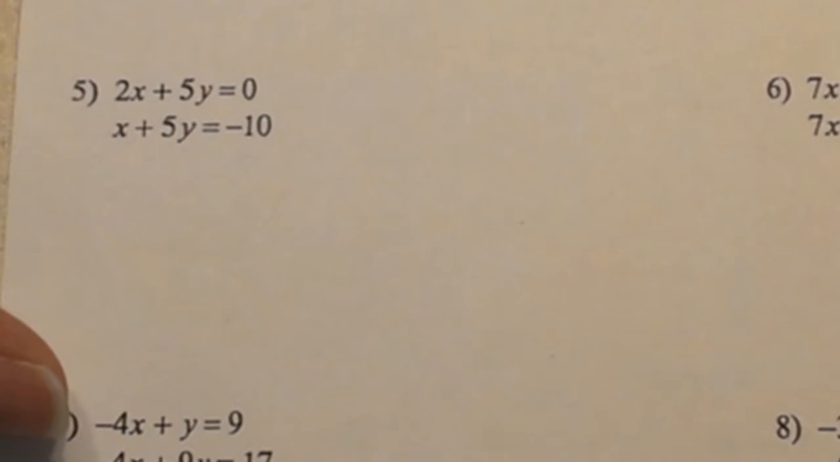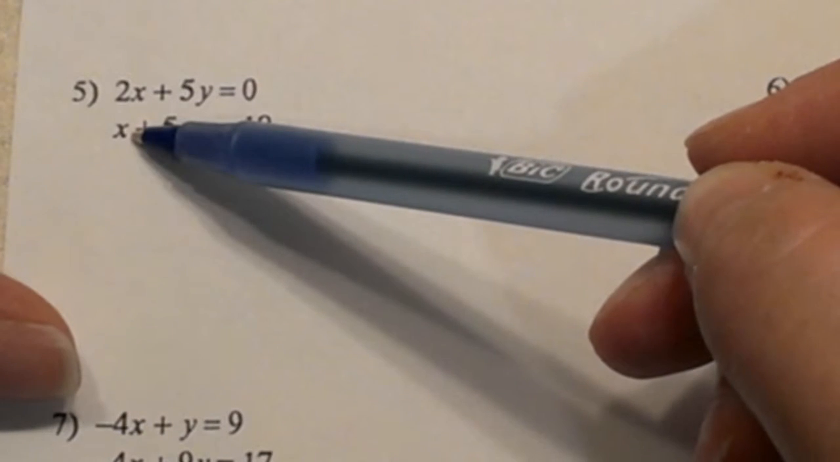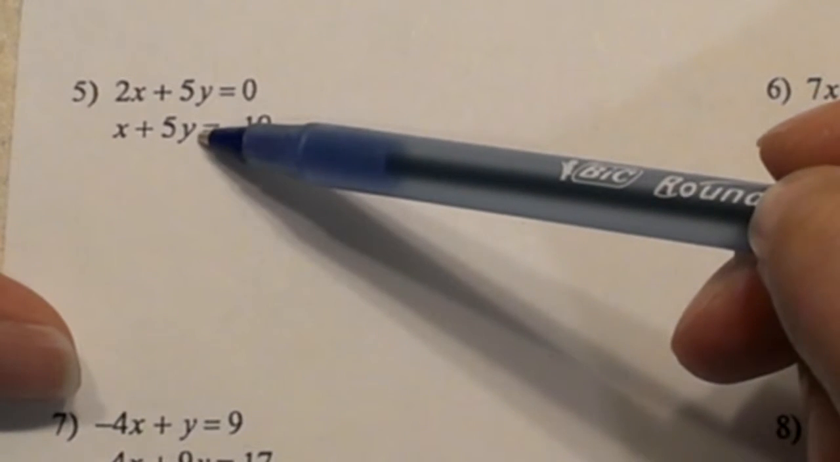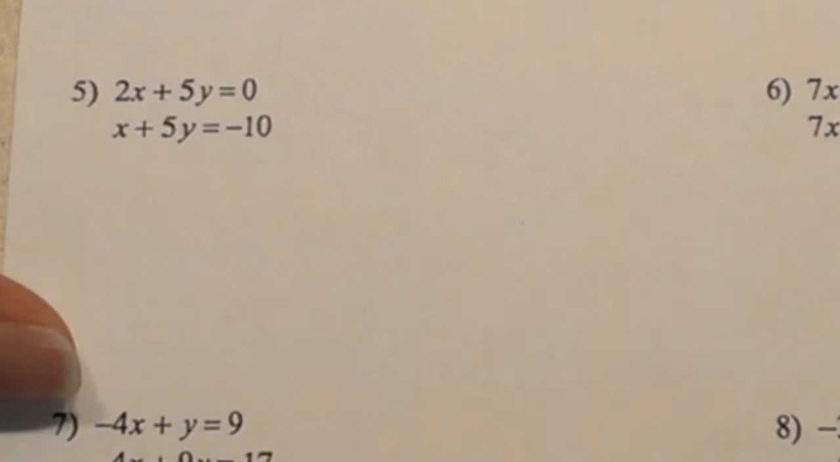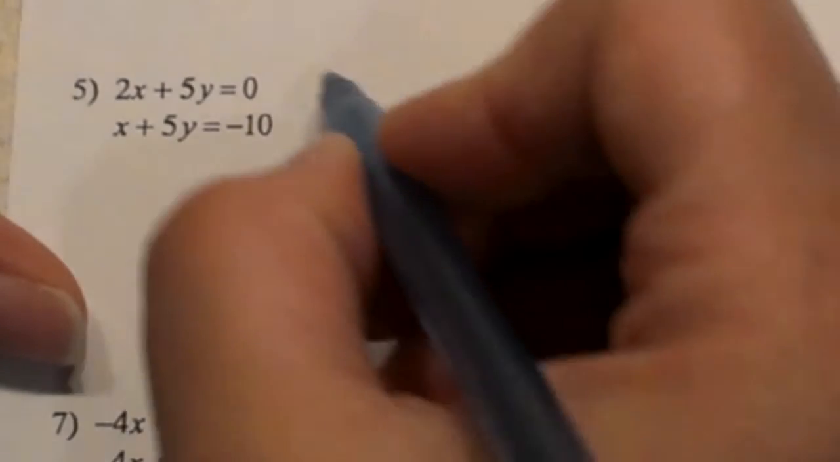If we jump down to question number 5, our first question is always, are there any variables whose coefficients are opposites? In this case, the coefficient of x in my first equation is 2, and the coefficient of x in my second equation is 1. They're not opposites. My coefficient for y in my first equation is 5, and the coefficient for y in my second equation is also 5. They're the same. They're not opposites.